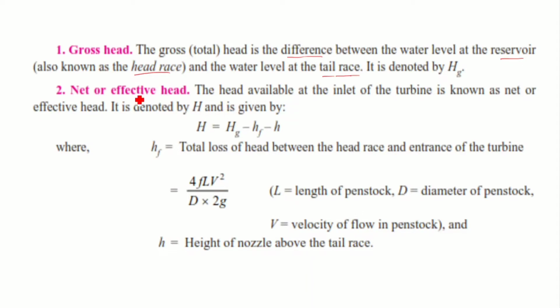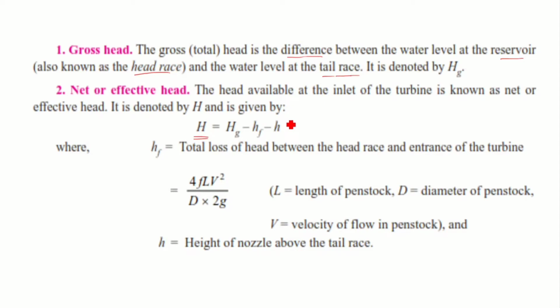Next, net or effective head. Net head is denoted by H. It is the head available at the inlet of the turbine for producing the power, so it is known as effective head or net head. The net head is obtained by deducting the value of HF from the gross head.